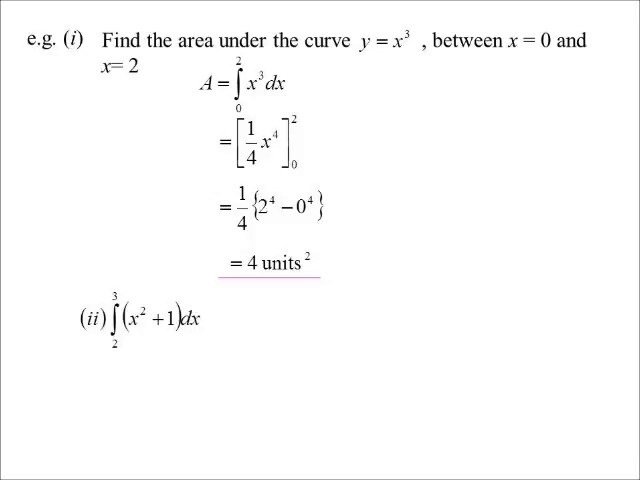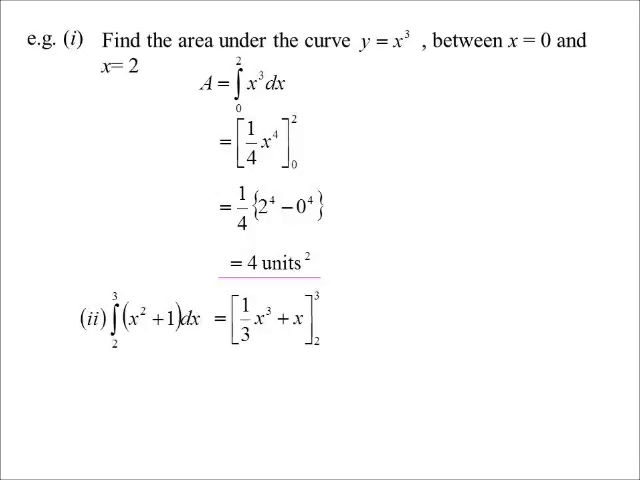Well, let's try another one. Difference with this question and what I just did. This now is not an area question. This is just simply a bit of mathematics. So you notice the last one, because it was to find an area, I put down units squared. This one here, we're just looking for a number. But the idea is exactly the same.